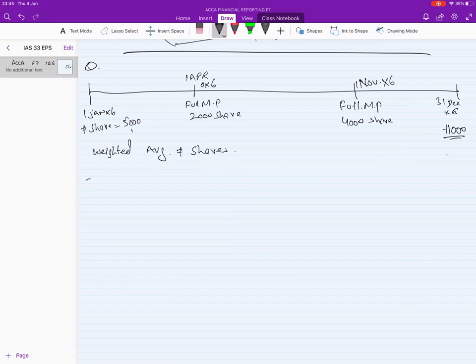How will we calculate? On the very first day the company had 5,000 shares, and for how many months were they outstanding? These shares were outstanding from January till March, it means January, February, March, 3 months. Now the company issued 2,000 shares. It means 5,000 the company had, now they are issuing 2,000 more. 5 plus 2 is 7,000 shares. Now the company has 7,000 shares.